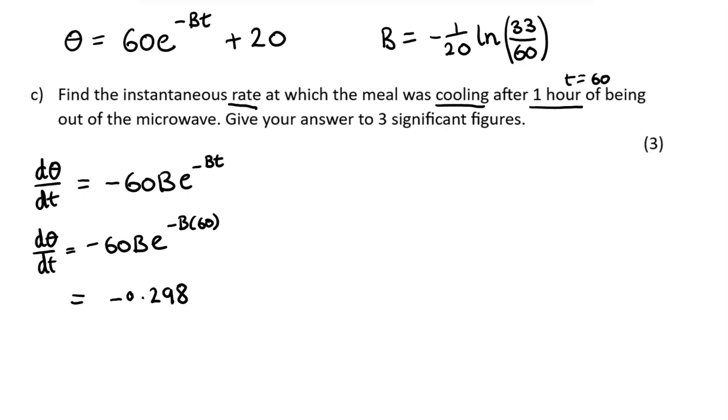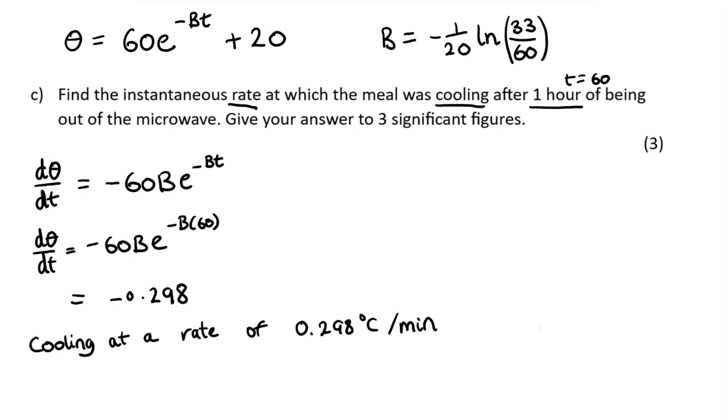However, the question asked me to find the rate it was cooling at. So the cooling part of that wording implies the negative. For example, you wouldn't say I lost minus £20. You would just say I made a loss of £20. Even if you did your calculation and got minus 20, the fact that you say the word loss implies that negative. So the fact that we say the word cooling implies that negative. So we would say it's cooling at a rate of 0.298 degrees Celsius per minute.